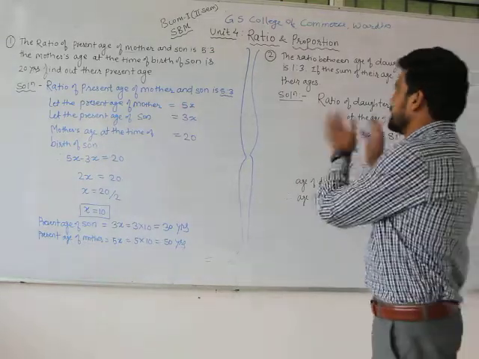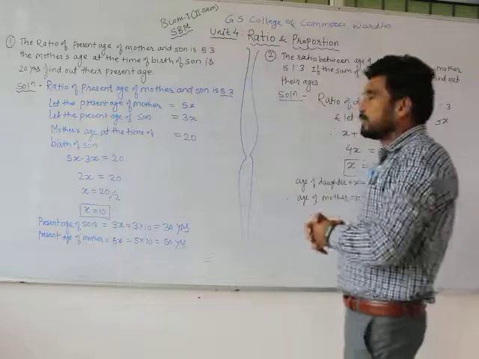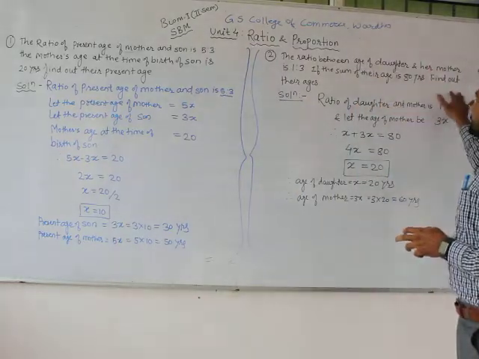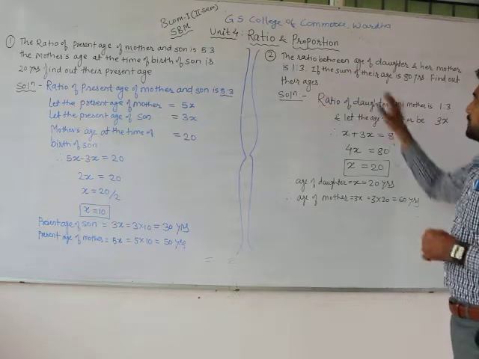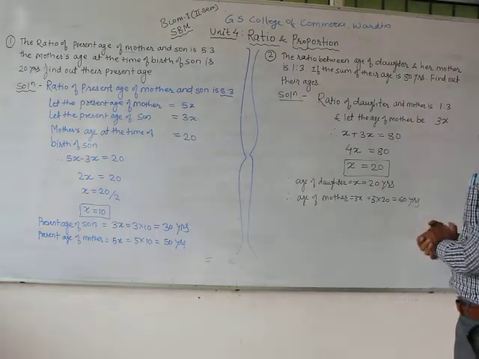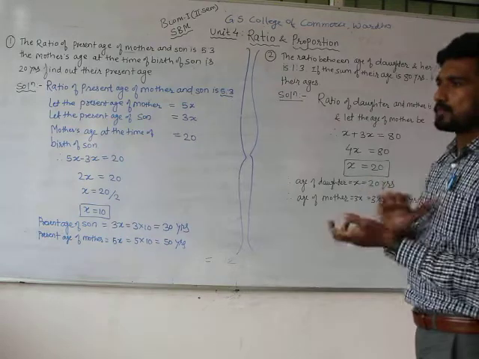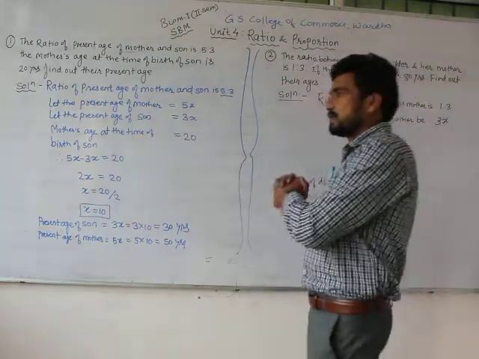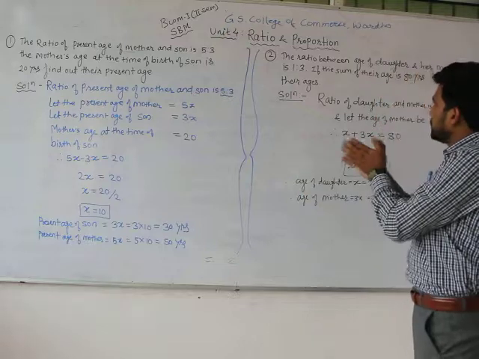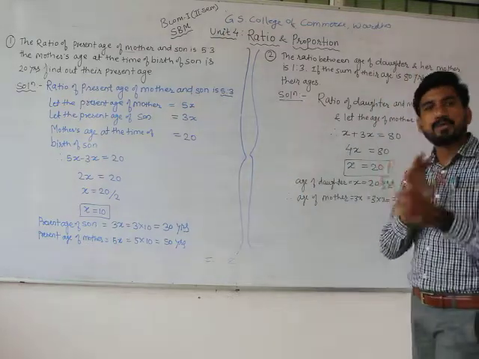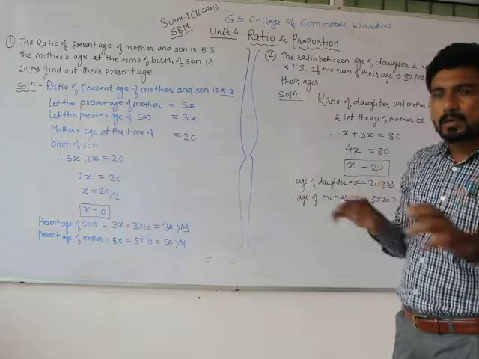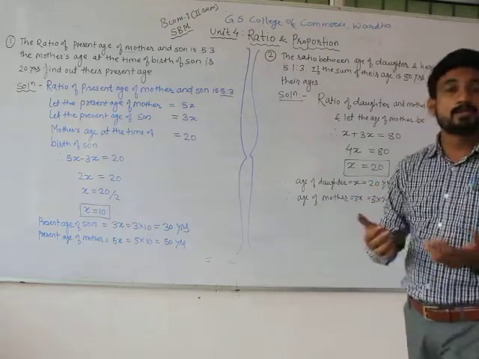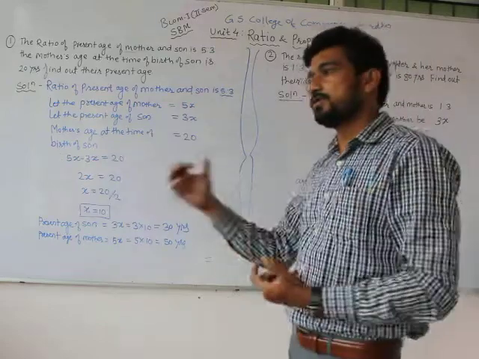Now we will move to the next problem, the second problem of ratio and proportion. The ratio between the age of a daughter and her mother is 1:3. If the sum of their ages is 80 years, find out their ages. The problem is that there is a certain age of daughter and a certain age of mother, but their ratio is 1:3, and the total of their ages is 80 years. We have to find their individual ages, the age of daughter and age of mother.